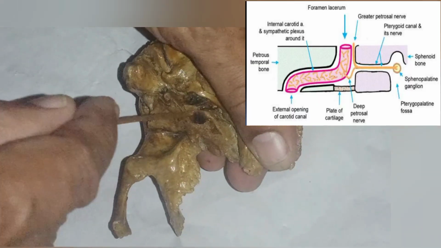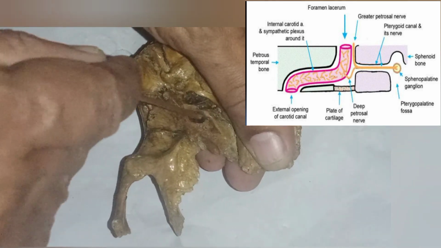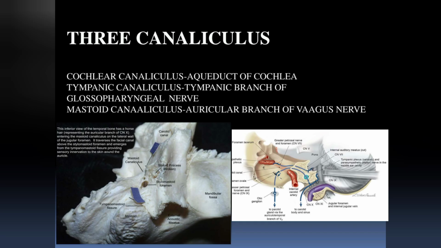Inferior surface has the opening of the carotid canal through which the internal carotid artery enters in. Inferior surface has three canaliculi. Cochlear canaliculus transmits the aqueduct of cochlea. Tympanic canaliculus transmits the tympanic branch of the glossopharyngeal nerve. And the mastoid canaliculus transmits the auricular branch of the vagus nerve.